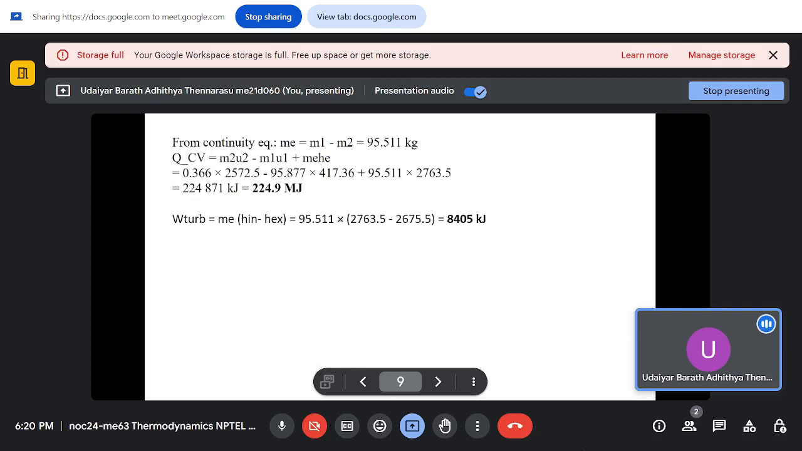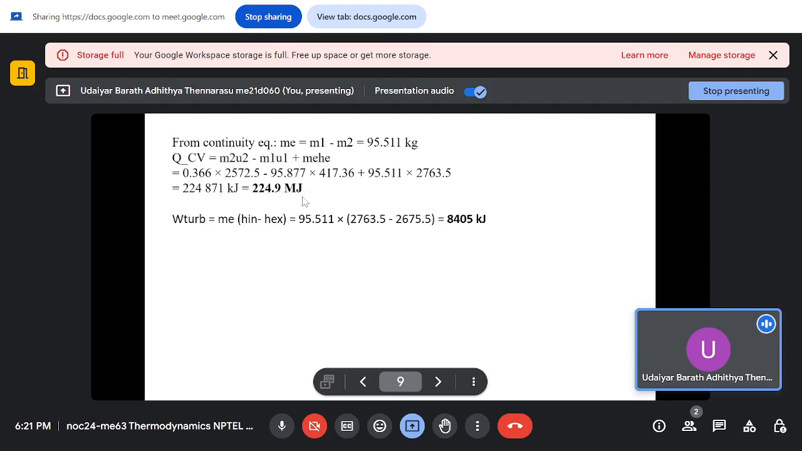Now, the mass at state 1 and state 2 in the boiler. From this we can find how much mass is going out of the boiler. It will come out to be 95.511 kg. So we know the mass, and we can find how much heat we have supplied using the energy balance equation. Rearranging, we get the change in internal energy plus the enthalpy which is going out. It will come out to be 224.9 megajoules.